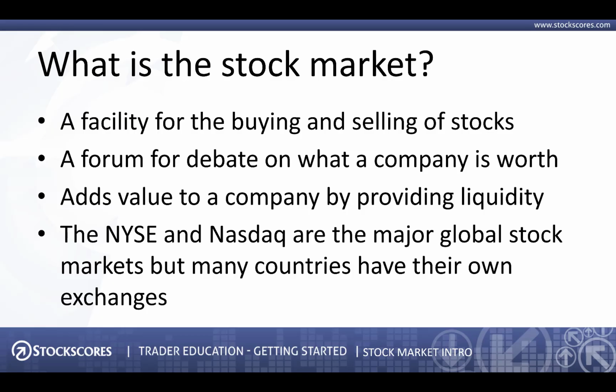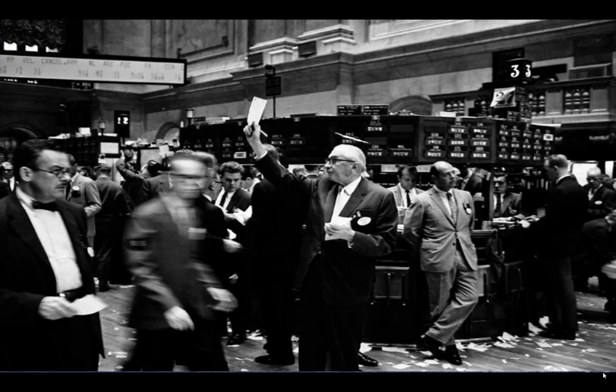Now, the major global stock markets are the New York Stock Exchange and the NASDAQ. But many countries have their own exchanges. For example, the Canadian stock market is the Toronto Stock Exchange. And of course, they're all over Europe, all over Asia. There's stock markets everywhere. Now, originally, stock markets had people on a trading floor doing the trading.